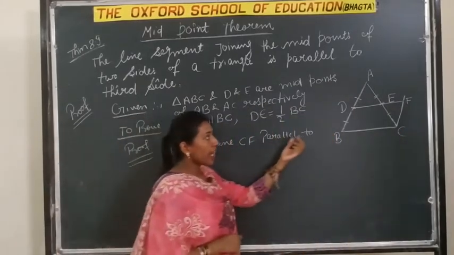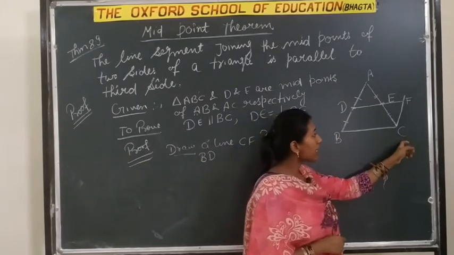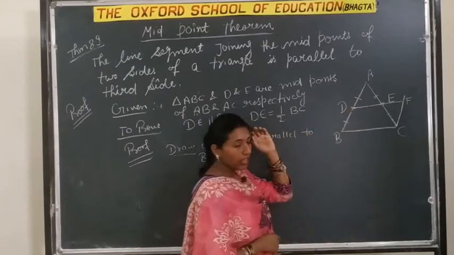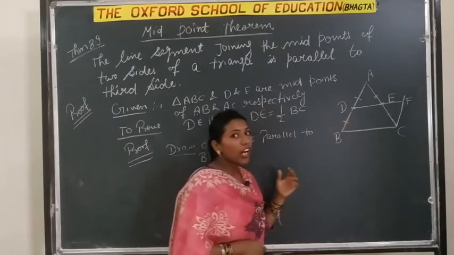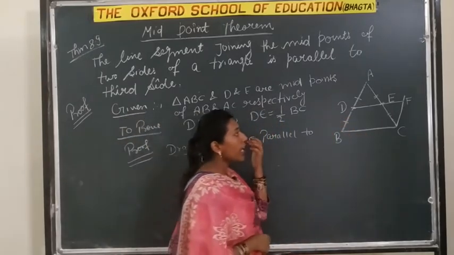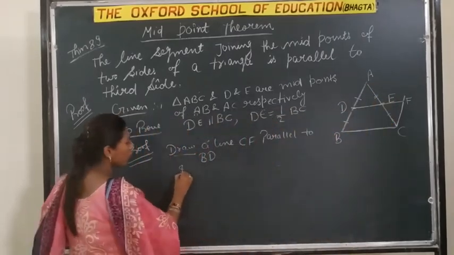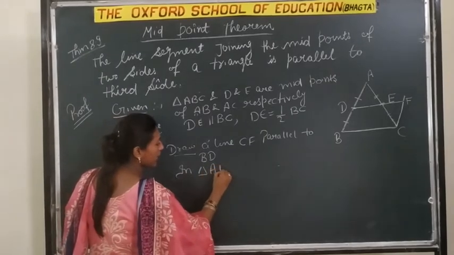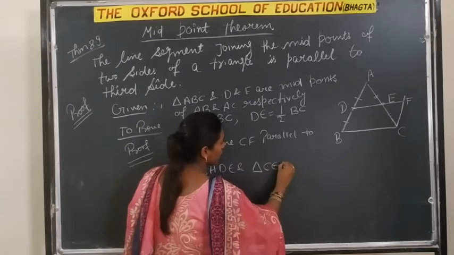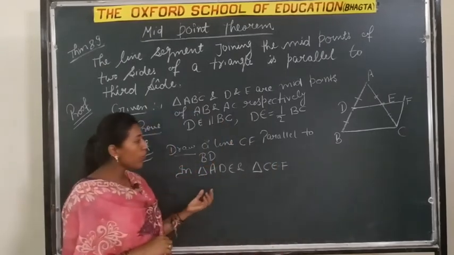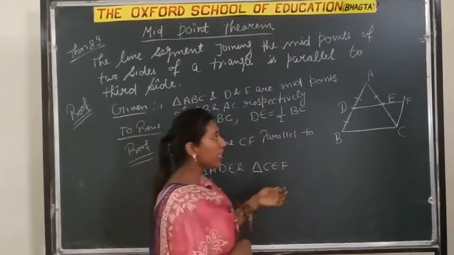We have to prove that DE is parallel to BC. If we show that BCFD is a parallelogram, then in a parallelogram opposite sides are equal and parallel, and then our work will be easy. So let us take these two triangles, triangle ADE and triangle CEF. Now we will prove these two triangles congruent.